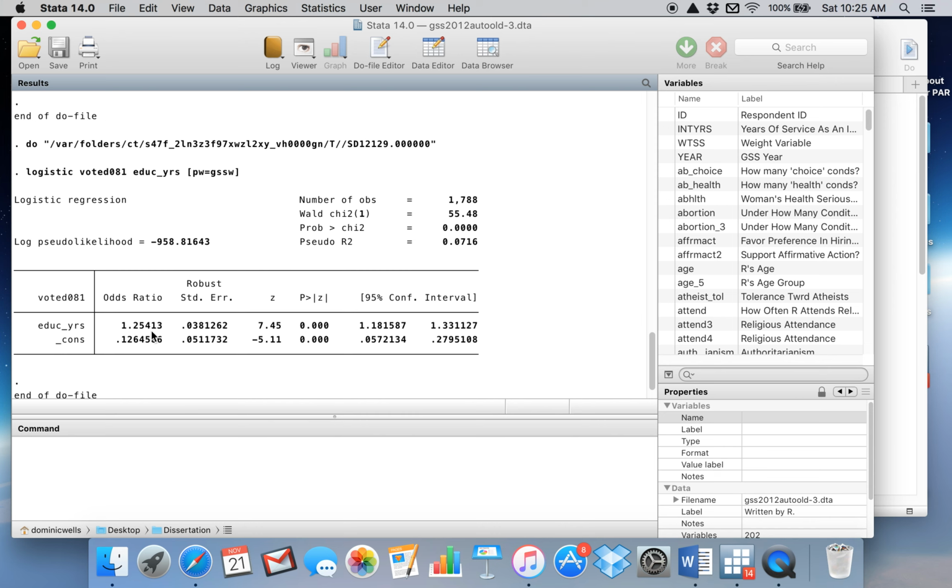Remember, if this was a 1, we'd have no relationship. So you're really looking at how far away from 1 it is. If it was under 1, we would have a negative relationship. Since it's over 1 and 1 is no relationship, the odds increase by 25% for each year of education, and that's 0.25, 25%.